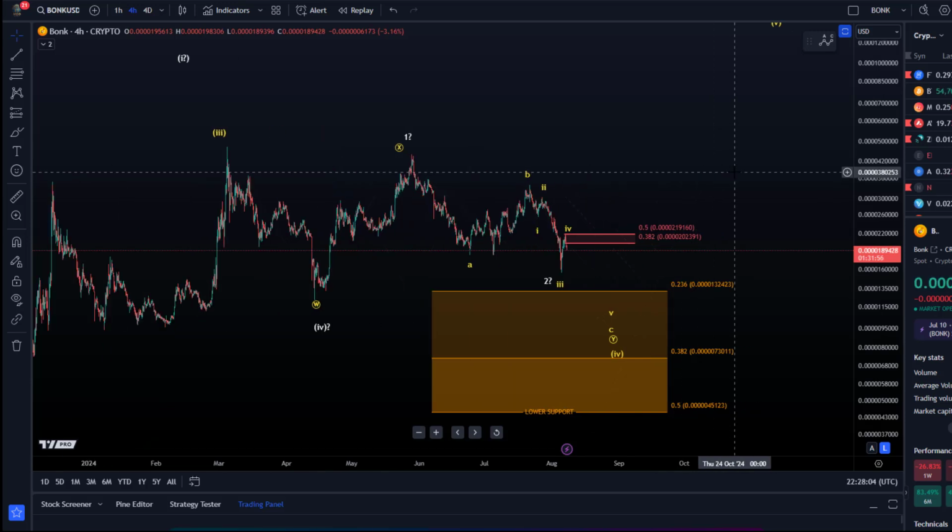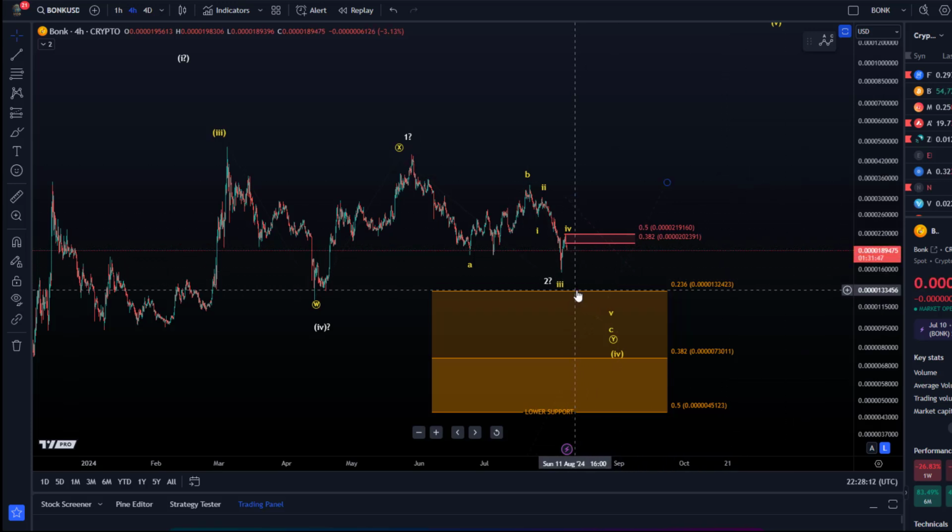Hello, and welcome to another update video about Bonk, which is likely still in this wave 4 correction, and we might see one more low here on the Bonk chart. Obviously, the idea is the wave 4 is unfolding. Support starts here. The next major support area for wave 4 starts at 132.423. We might reach that level.